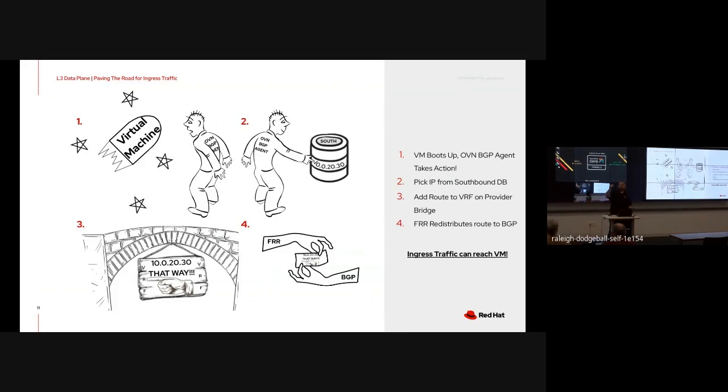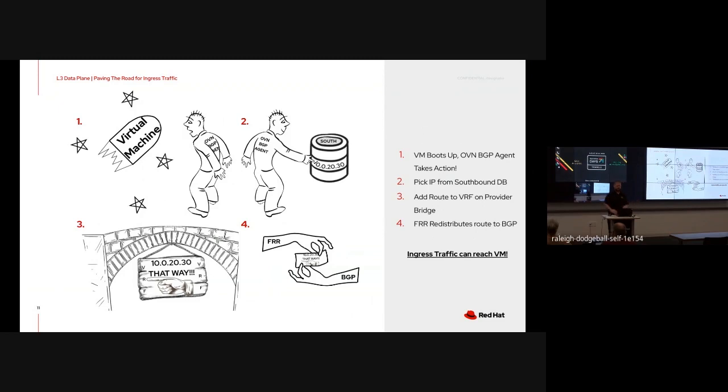Credit goes to this gentleman, Darren, for this drawing. I love it. New virtual machine comes up, right? There's a piece of software called OVN BGP agent. The OVN BGP agent interacts with the Linux kernel. It also interacts with the OVN southbound database where it listens for events. And then it also interacts with a routing process called FRR. FRR is a software router, which I'll describe in a bit more detail.